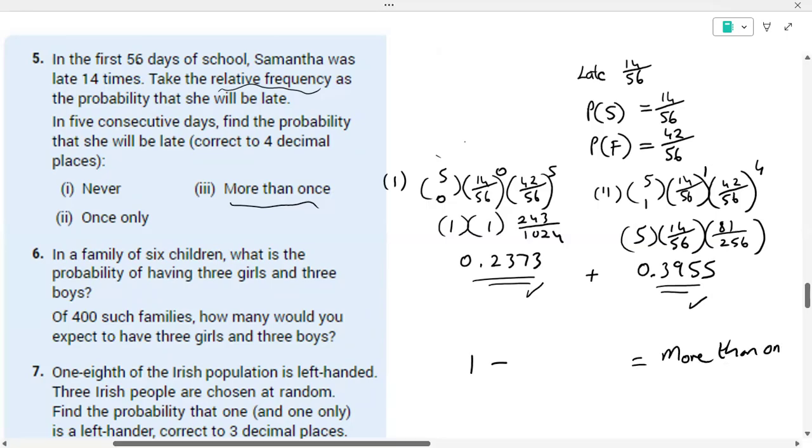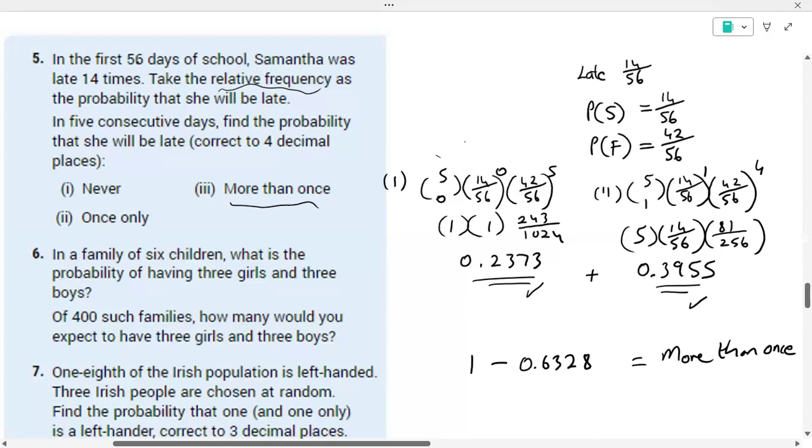Now you could go through the pain of doing 5 choose 2, 5 choose 3, 5 choose 4, 5 choose 5, but this is much easier and quicker. So 0.2373 added to 0.3955 ends up being 0.6328.